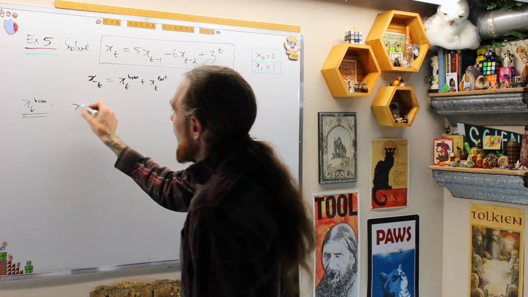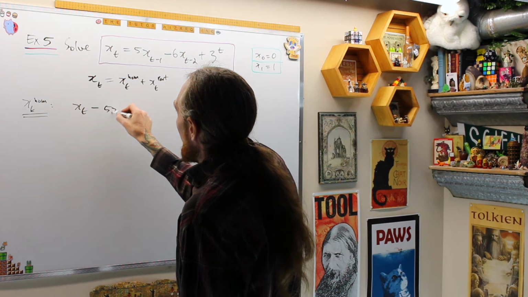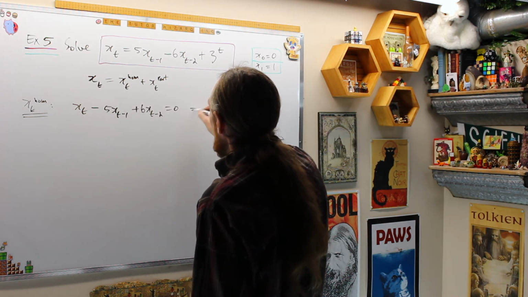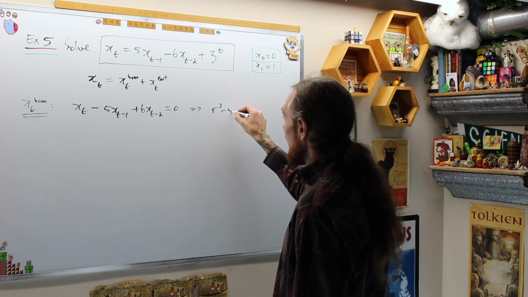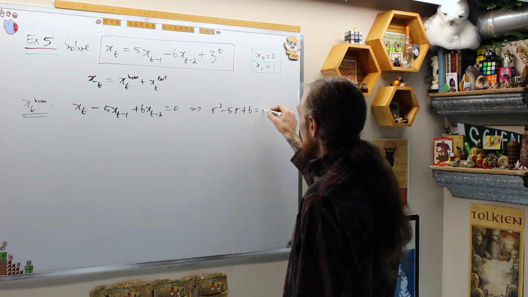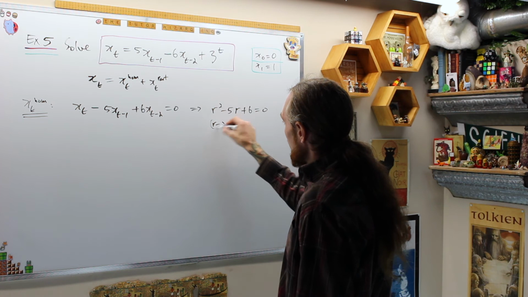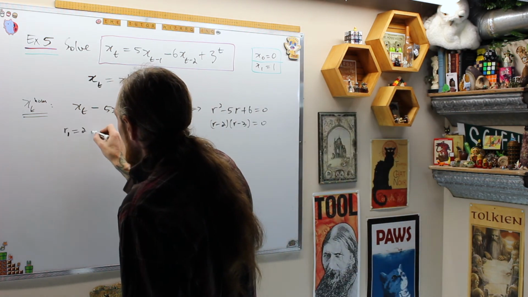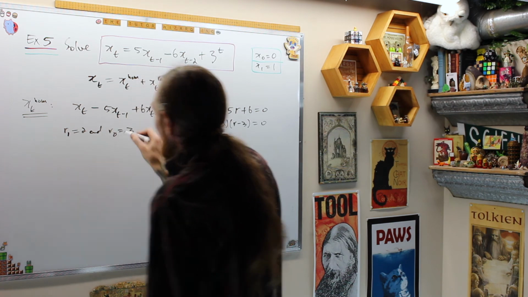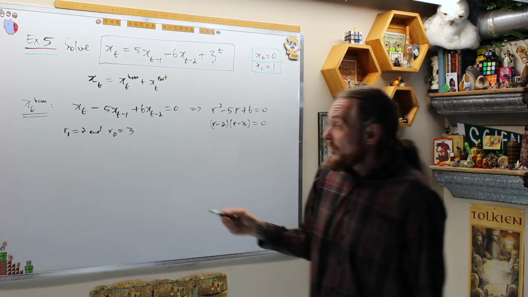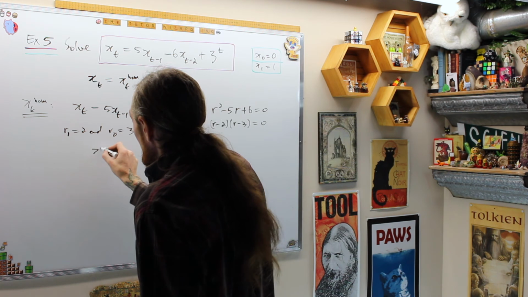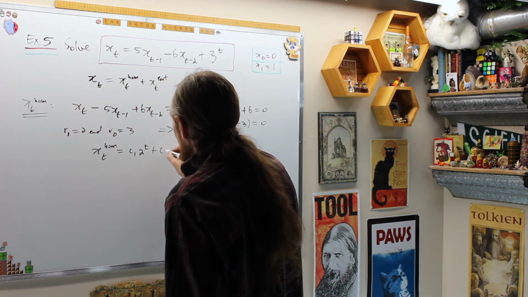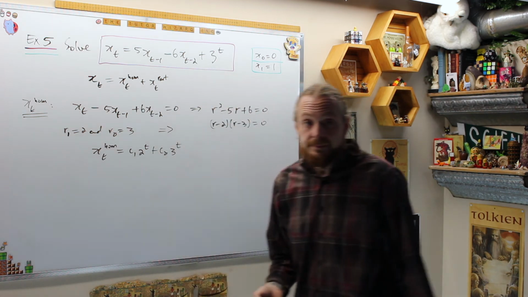What we have is xt minus 5xt minus 1 plus 6xt minus 2 equals 0. That gives me the characteristic equation r squared minus 5r plus 6 equals 0. I factor that: r minus 2, r minus 3 equals 0. That gives me r1 equals 2 and r2 equals 3. I have two distinct real roots. That means the general solution to the homogeneous is xt homogeneous equals c1 2 to the t plus c2 3 to the t.